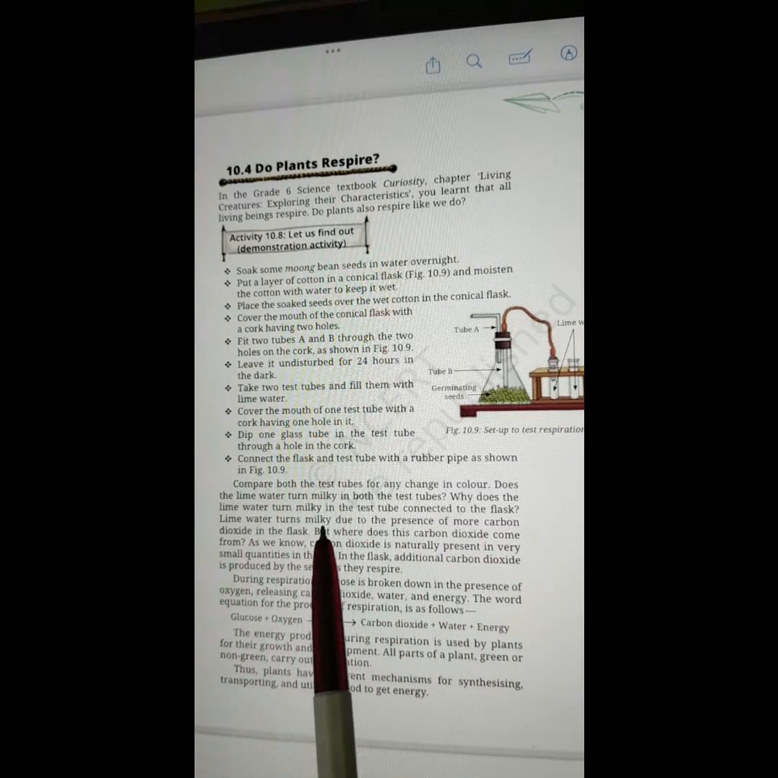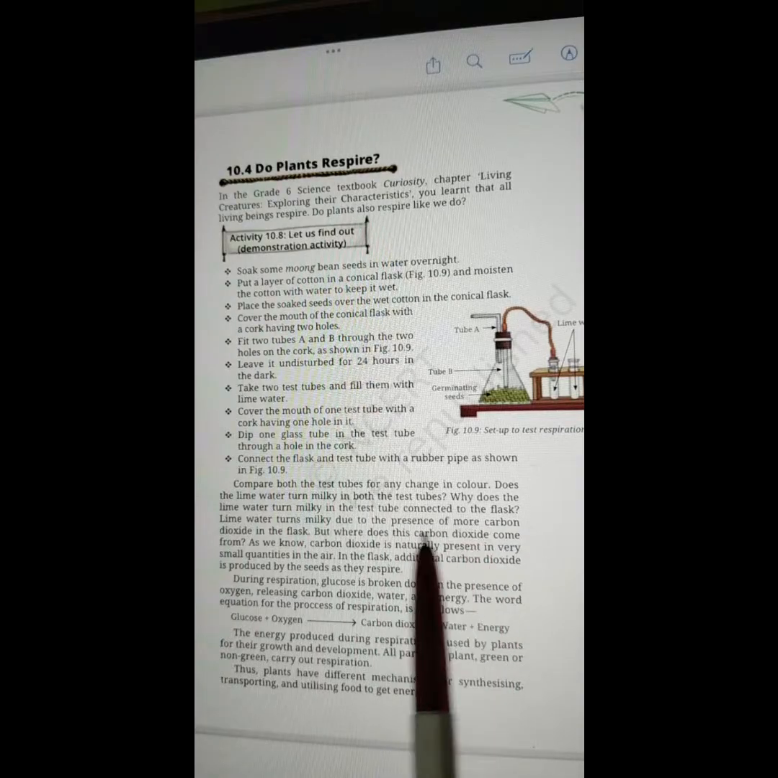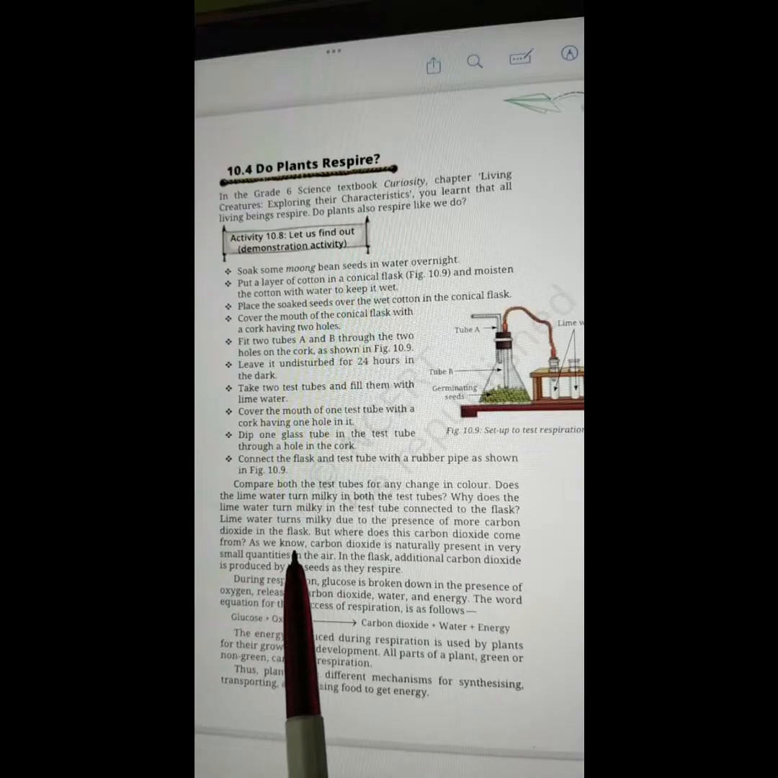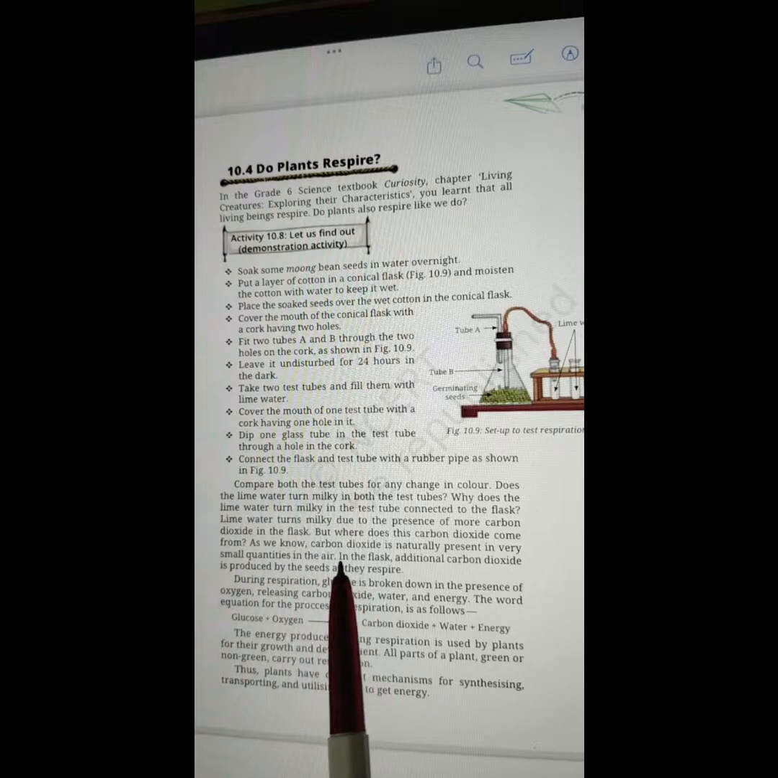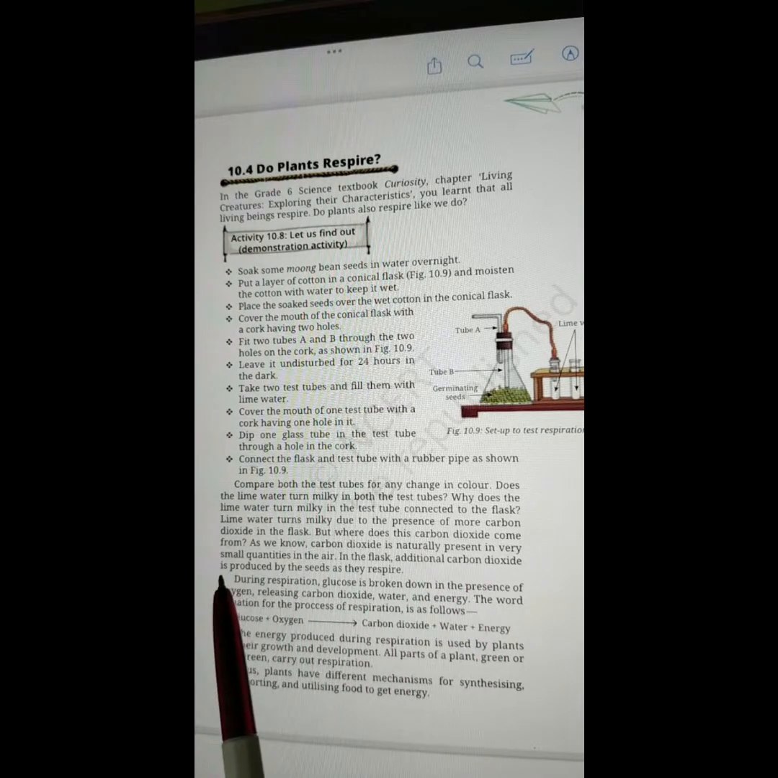Does the lime water turn milky in both the test tubes? Why does the lime water turn milky in the test tube connected to the flask? Lime water turns milky due to the presence of more carbon dioxide in the flask. But where does this CO2 come from?